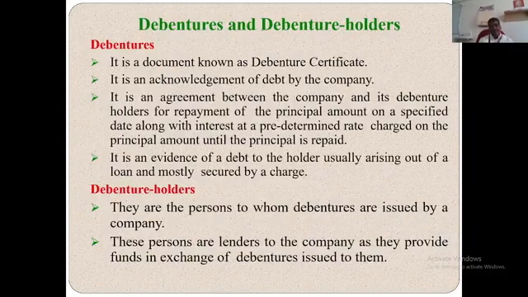Debentures and debenture holders. Debentures: it is a document known as a debenture certificate. It is an acknowledgement of debt by the company. Next, it is an agreement between the company and its debenture holder for repayment of the principal amount on a specified date along with interest at a predetermined rate charged on the principal amount until the principal is repaid. Next, it is evidence of the debt to the holders, usually arising out of a loan and mostly secured by a charge.